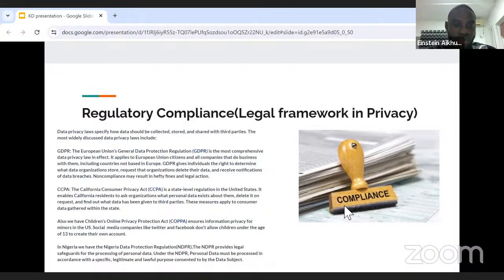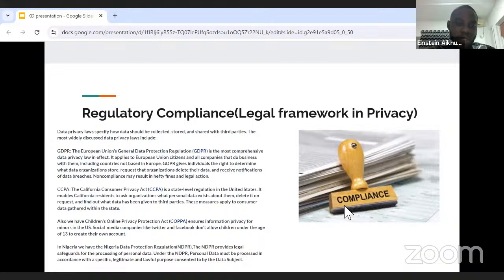Also, we have the Children's Online Privacy Protection Act, that is COPPA. It ensures information privacy for minors in the US. Social media companies like Twitter and Facebook don't allow children under the age of 13 to create their own account. That's why you can't find children under the age of 13 who have Facebook and Twitter accounts. It's not allowed in the US by law. So whether Facebook or Twitter like it or not, children under the age of 13 can't have a social media account with them.